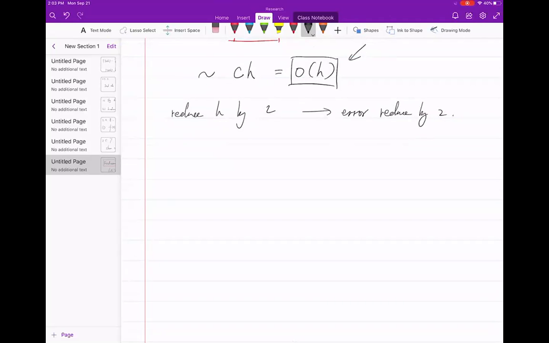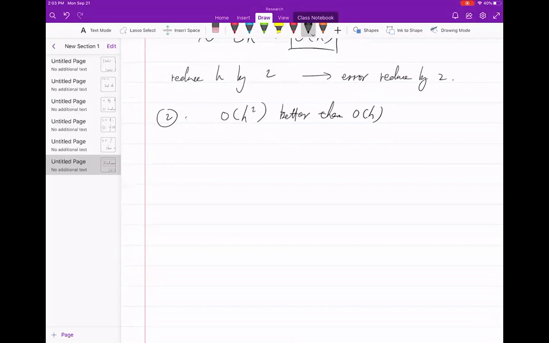Now, what do you mean by a better algorithm? Later we can show there is another way of doing this derivative, that is O(h squared). That means if your h is reduced by half, your error is reduced by 4. If your h becomes 1/10 as before, your error becomes 1/100 as before. So O(h squared) is better than O(h). O(h cubed) is even better, O(h to the fourth) is even better, and keep going. The whole thing about algorithm design is how to design the algorithm such that the error is reduced in this way.